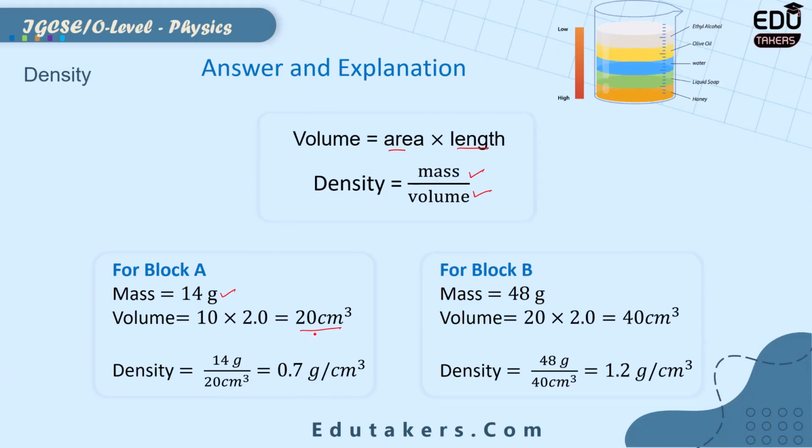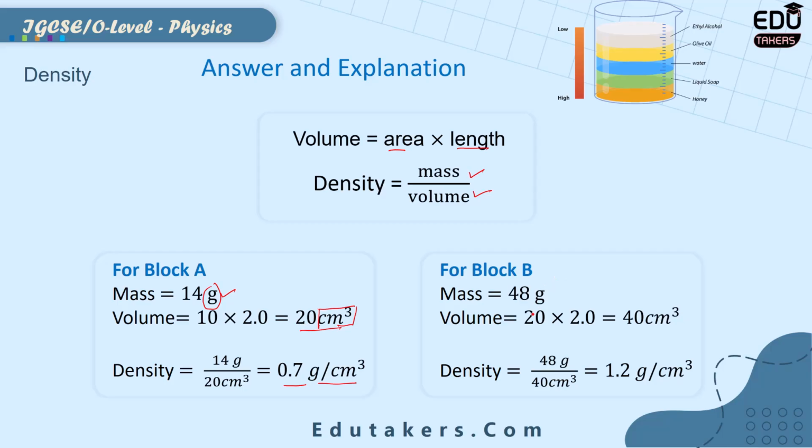After that use the formula of the density, which is mass per unit volume. Put here the values of the mass and volume. You get the density that comes to be 0.7 gram per cubic centimeter. See the unit for the density. The mass is given in gram while the volume is given in cubic centimeter. So you have to use the same unit for the density, which is gram per cubic centimeter.